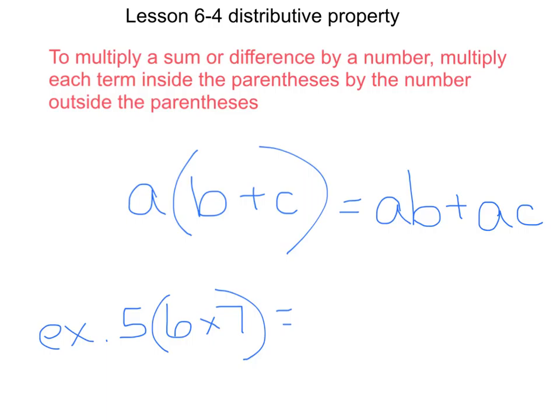Lesson 6-4, the distributive property. To multiply a sum or difference by a number, you multiply each term on the inside of the parentheses by the number on the outside. So here, for example, you have A times B plus C.